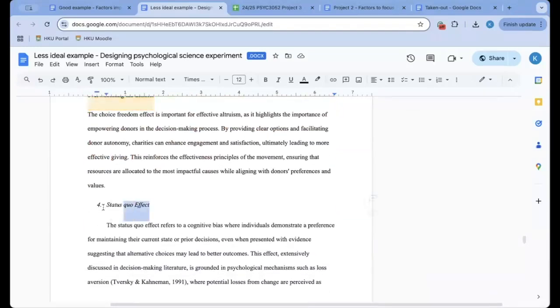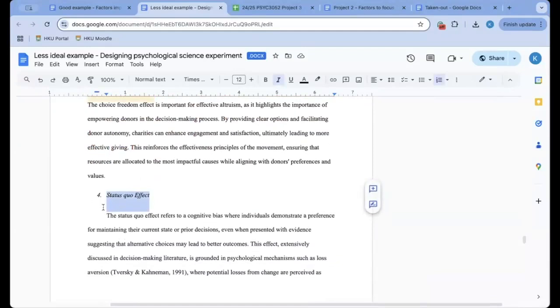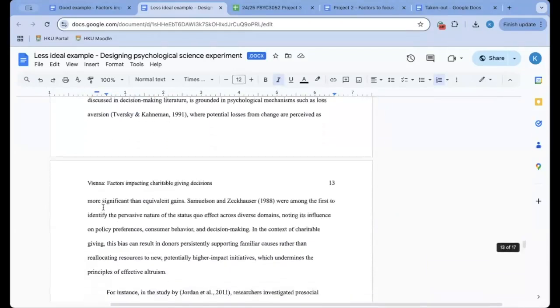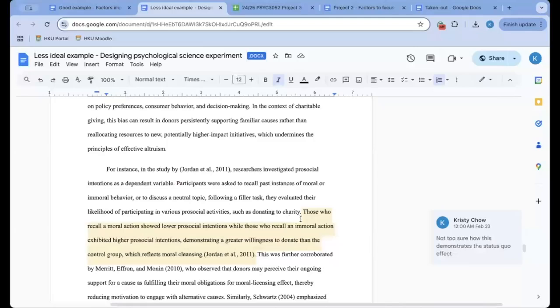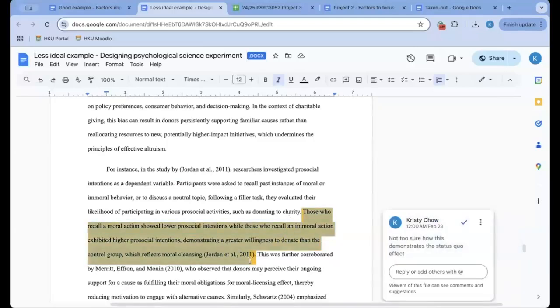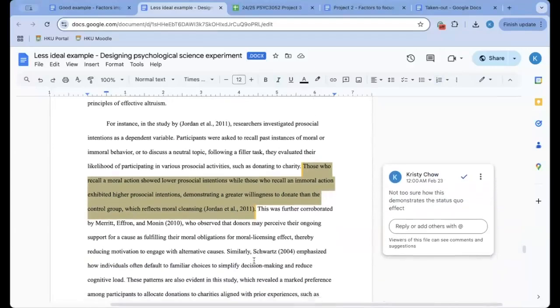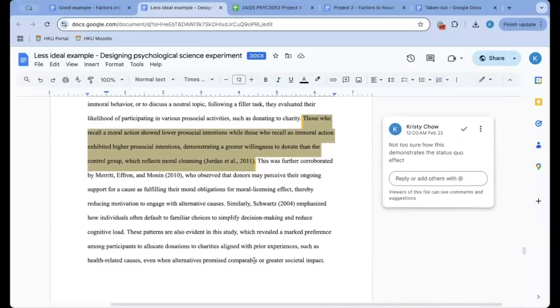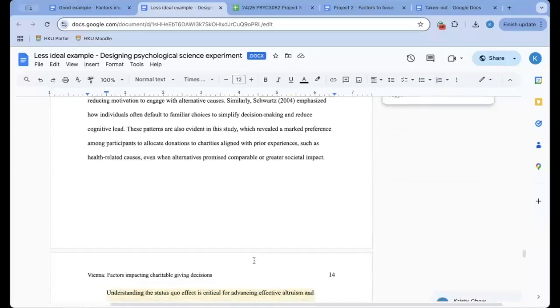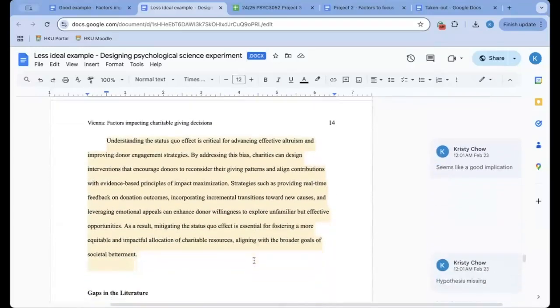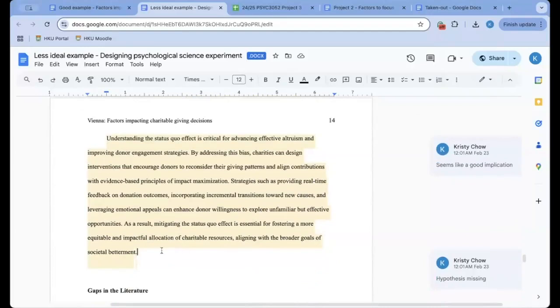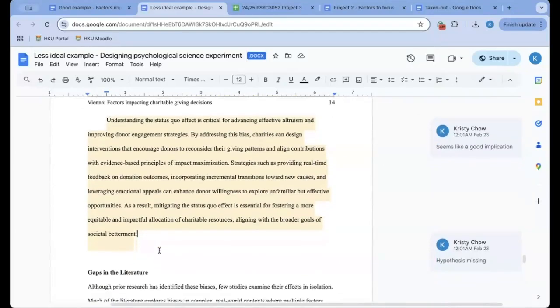They also proposed the status quo effect, but when I was reading through it, there was a particular part that stood out to me. Not sure how this is related to status quo, so please make sure all of your points are related to the factor you are proposing. And again, they have a good implication, but missed out on the hypothesis.